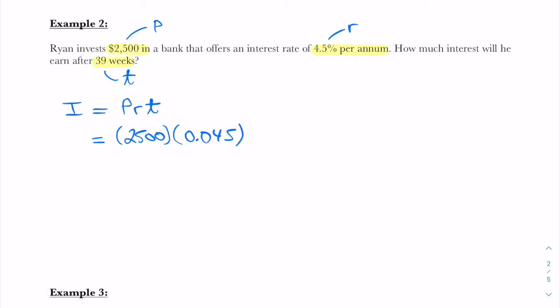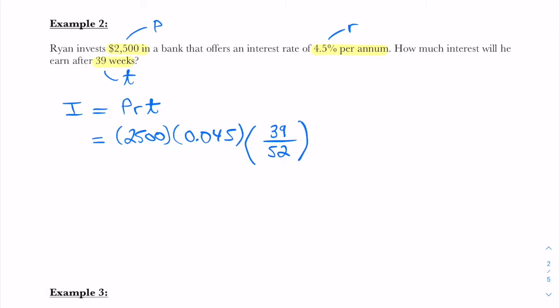And be careful with the T over here. It was given as 39 weeks, but the interest rate is per year. So we need to convert those weeks into years. To do this, you can just take the 39 weeks and divide by the number of weeks in a year, which is 52, and leaving it as a fraction like that, you'll ensure that your time is in proper units of years.